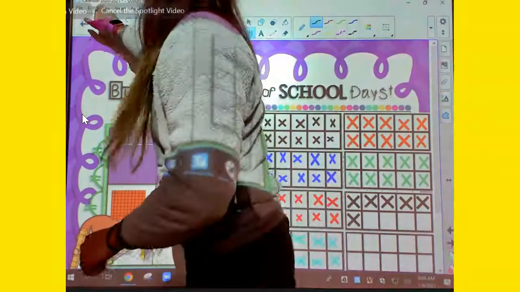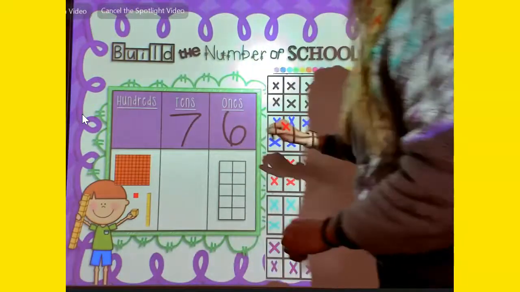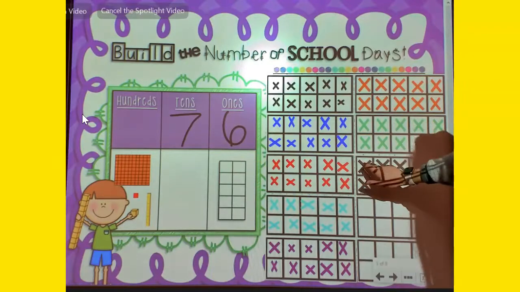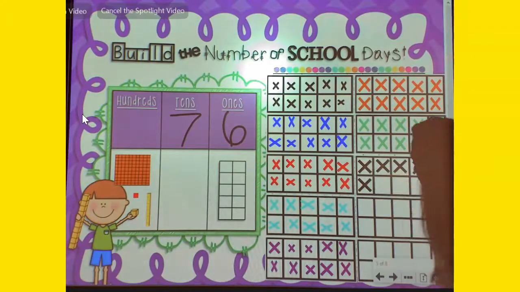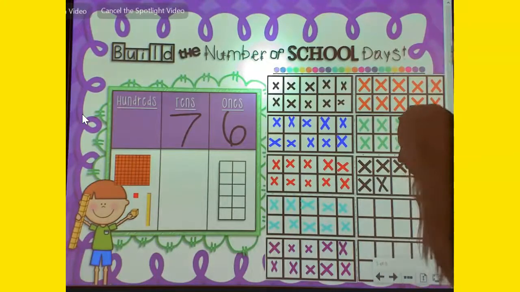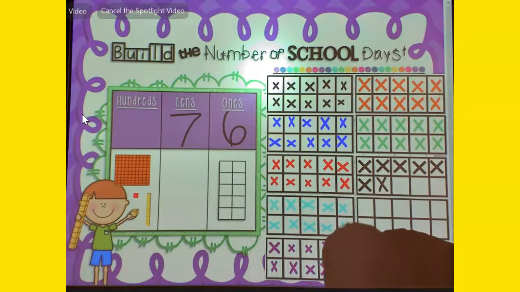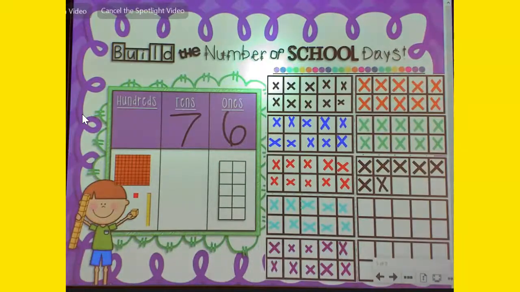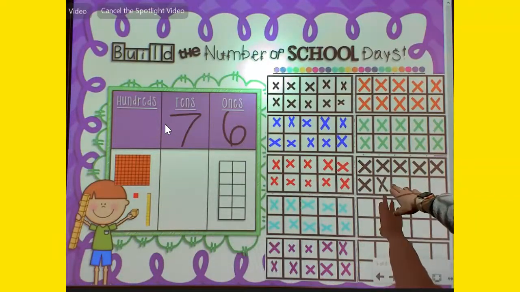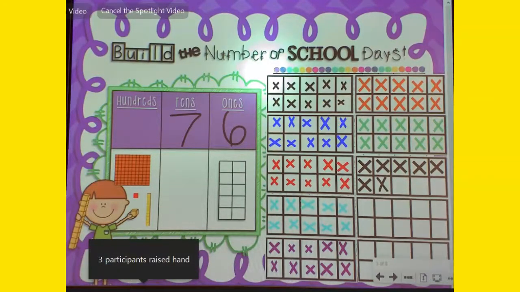Okay. So yesterday we had 76 days in school. If I add one more, how many days have we been in school? I'm going to look for somebody raising their hand to help me out. Yesterday was 76, and then I just added one more. Cadence, how many days have we been in school now?